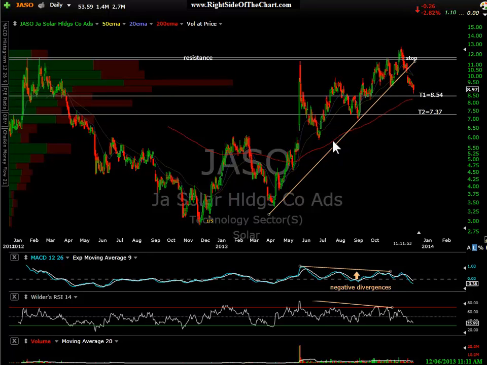We had this nice uptrend line here. I believe I did modify this uptrend line since the previous post that I had on the site to more accurately fit the price action in the stock. So either way, that trend line has now been broken, and this was my first target on the trade.